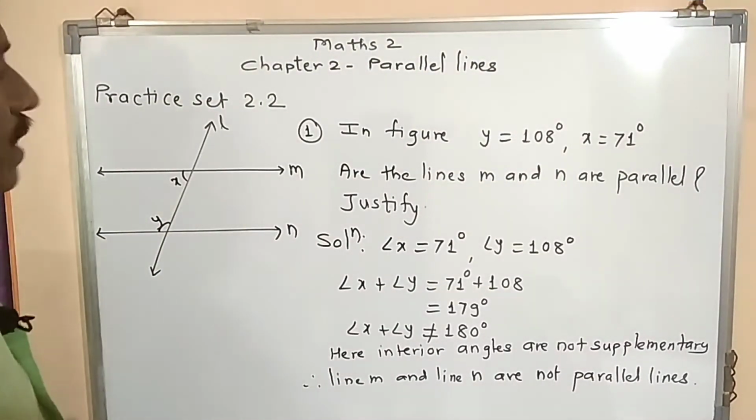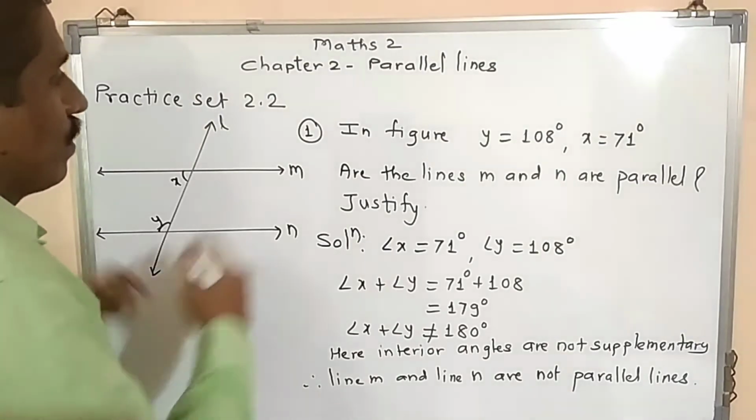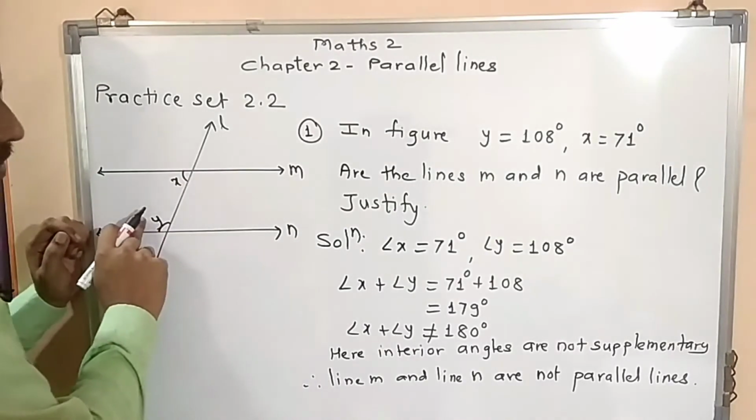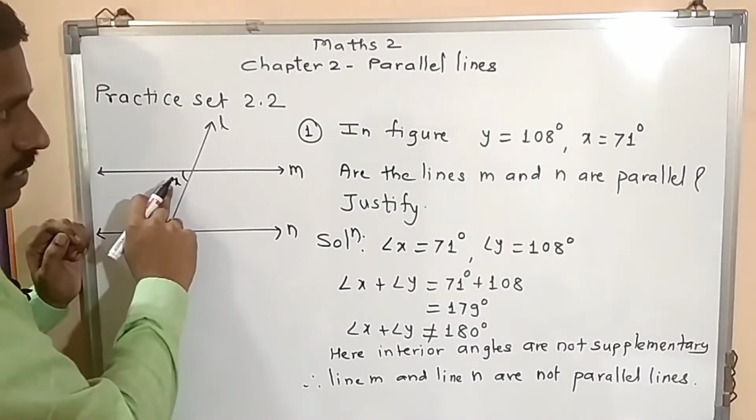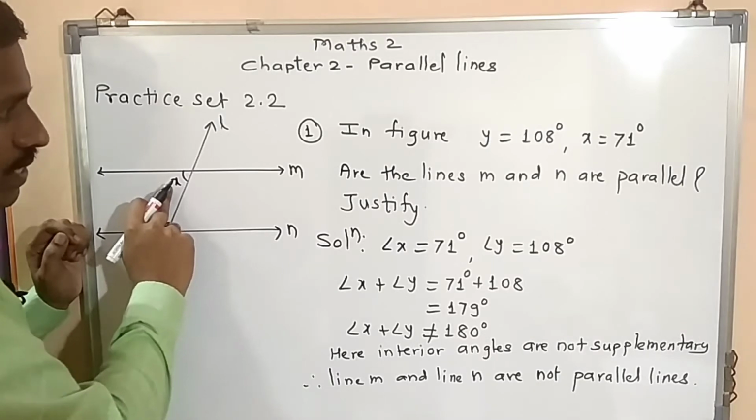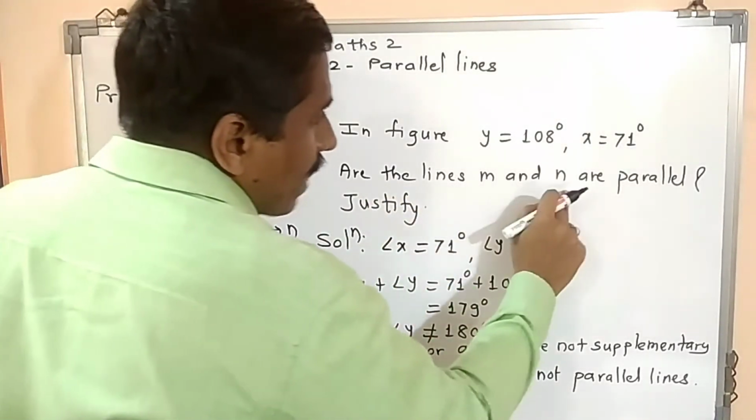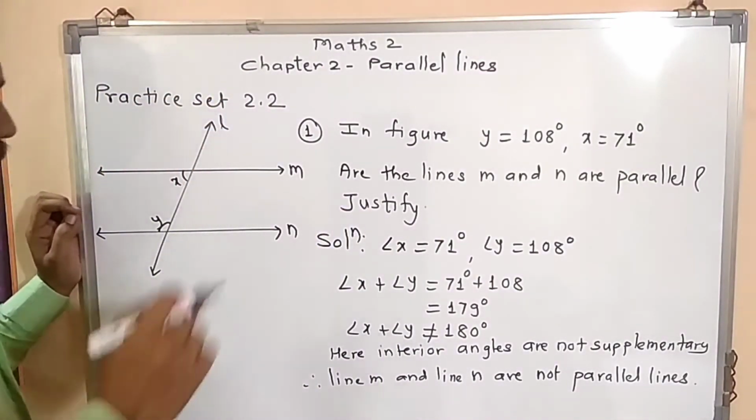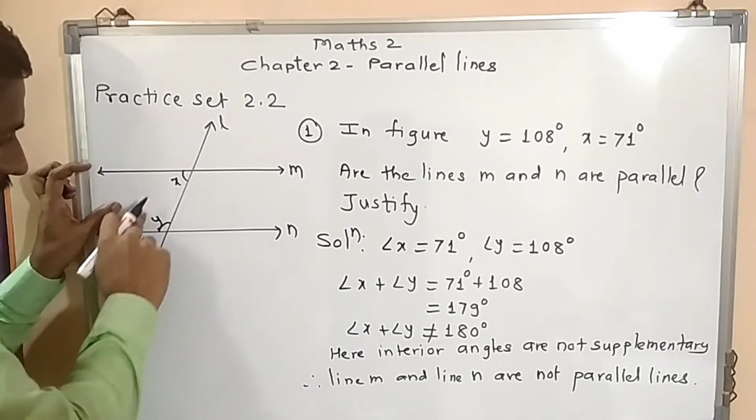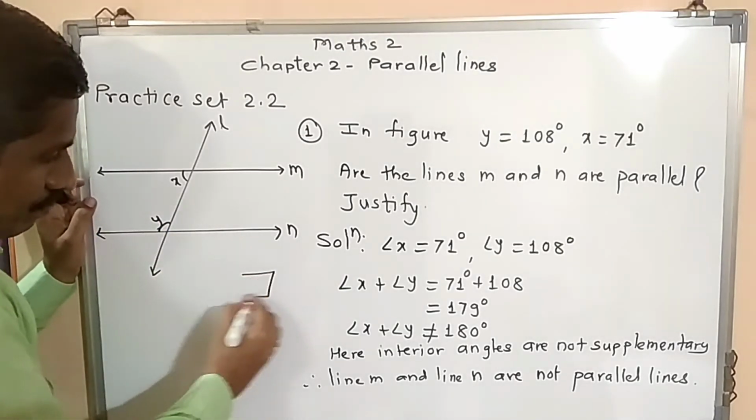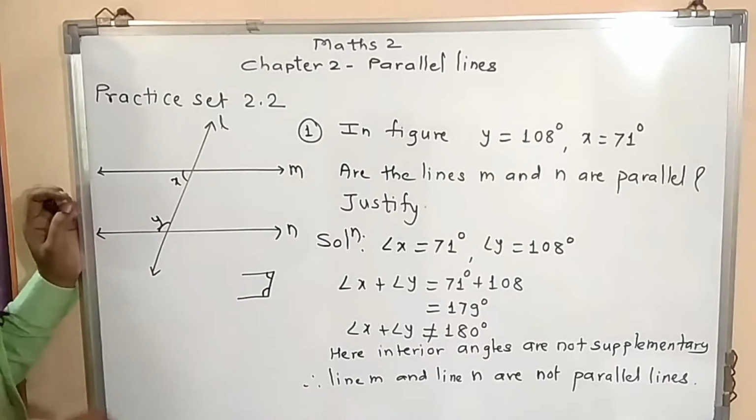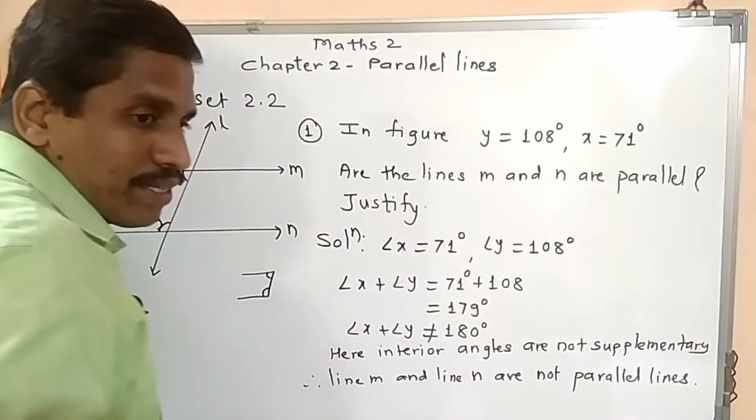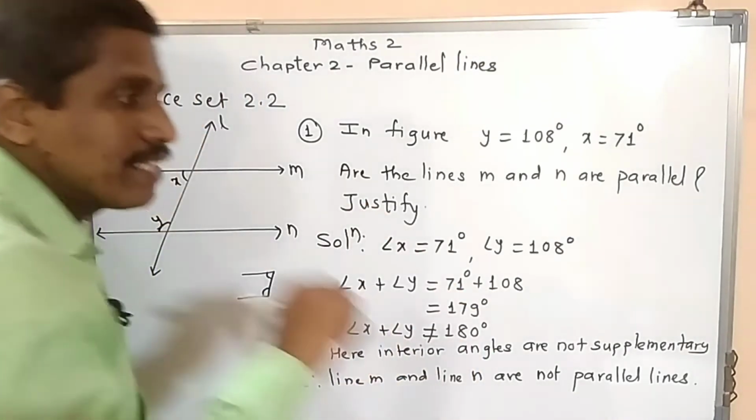Now we will solve practice set 2.2. First example. In this figure, angle Y is 108 degrees, angle X is equal to 71 degrees. Are the lines M and N parallel? Justify your answer. Okay, here, see, angle X and angle Y form a pair of interior angles. And we know that if interior angles are supplementary, meaning their sum is 180 degrees, then the lines are parallel.